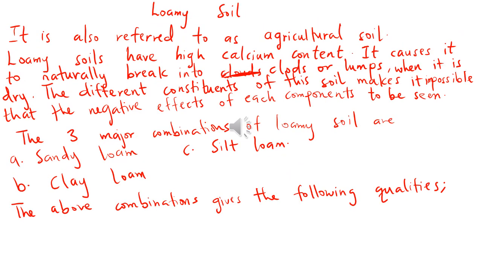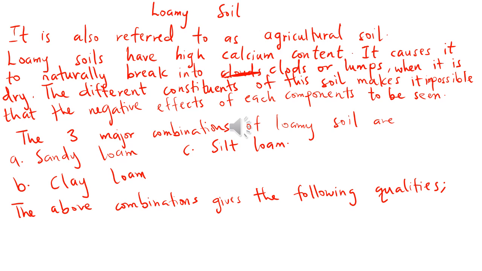So, moving on to loamy soils. Last week we said that loamy soil is a combination of sand, silt, and clay particles together with some humus. Now, it is also referred to as agricultural soil. And it has a very high calcium content. It is the calcium content in loamy soil that causes it to form lumps easily when it is dry. When we say lumps, it clogs easily when it is dry.